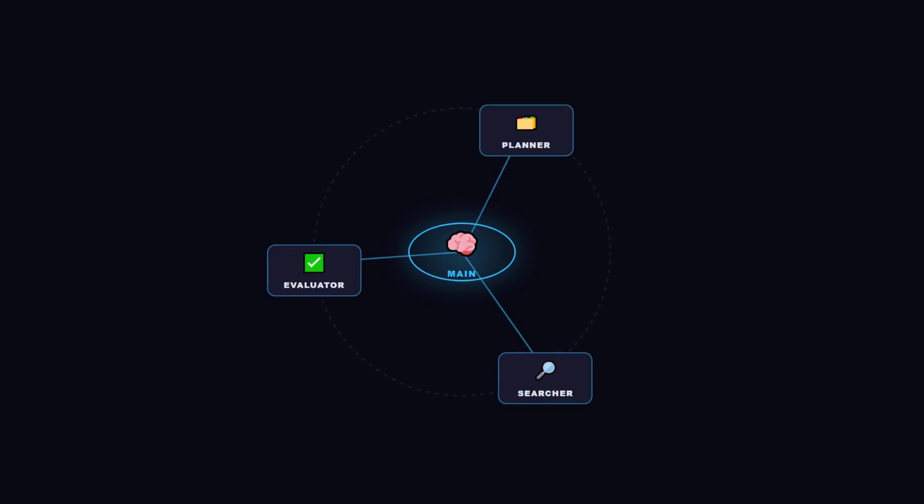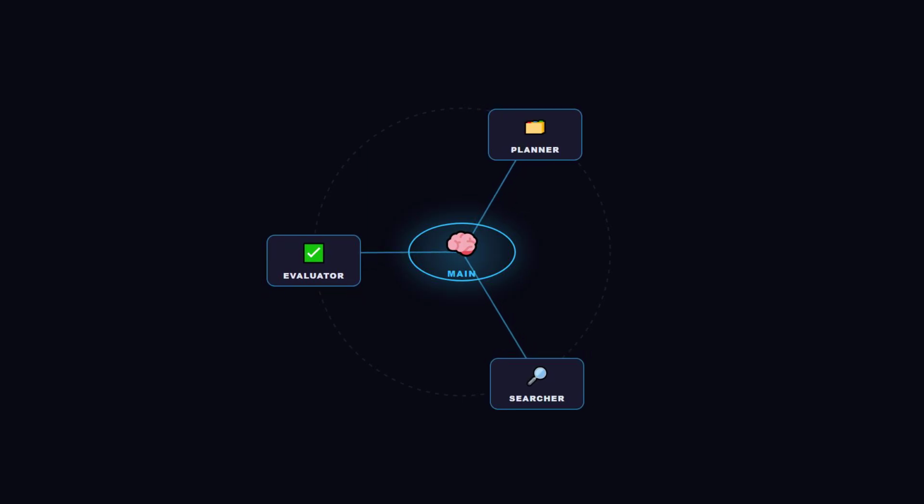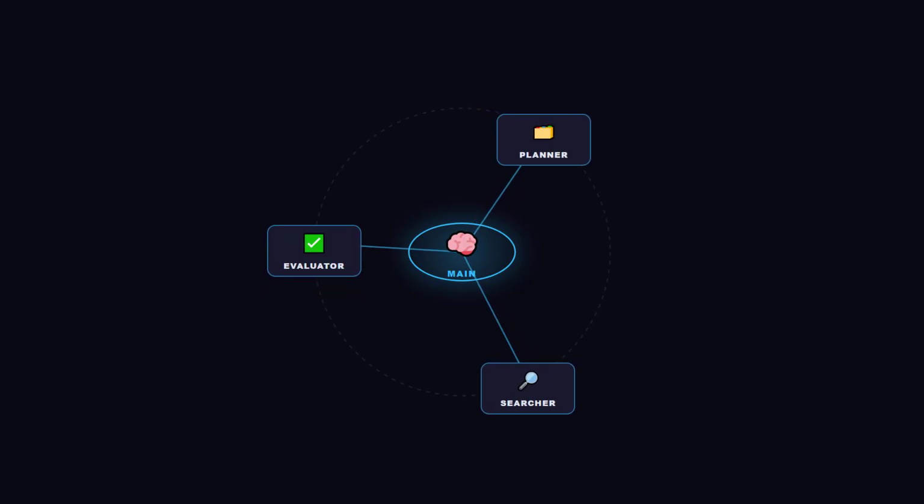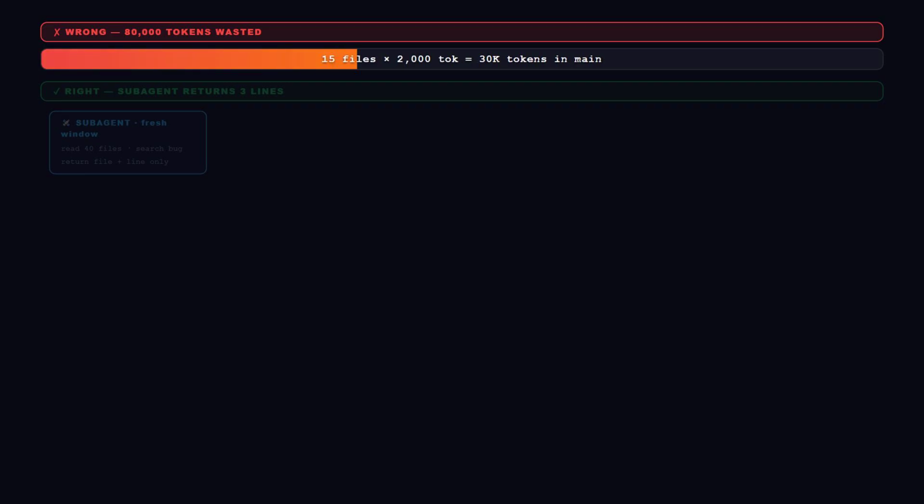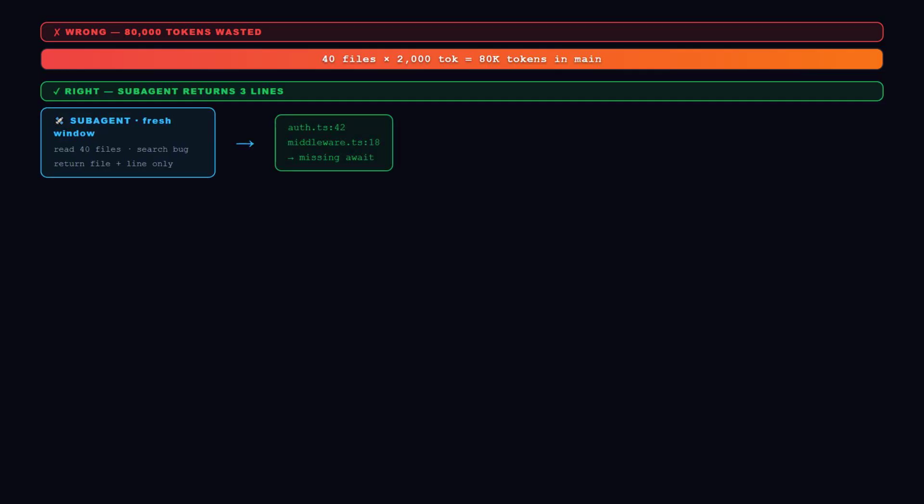Here is the wrong way. You ask your main agent to read 40 files to find one bug. 40 files times 2,000 tokens equals 80,000 tokens burned, and most of those files had nothing to do with the bug. Now your window is polluted with noise for the rest of the session.